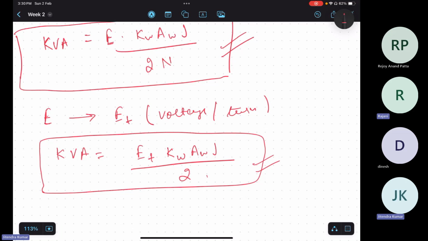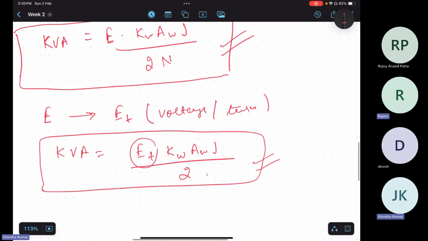So there is a turn. Any other doubt? What about N? Yes, sir, what about N? So here, see, this is one turn, that's why you write ET.